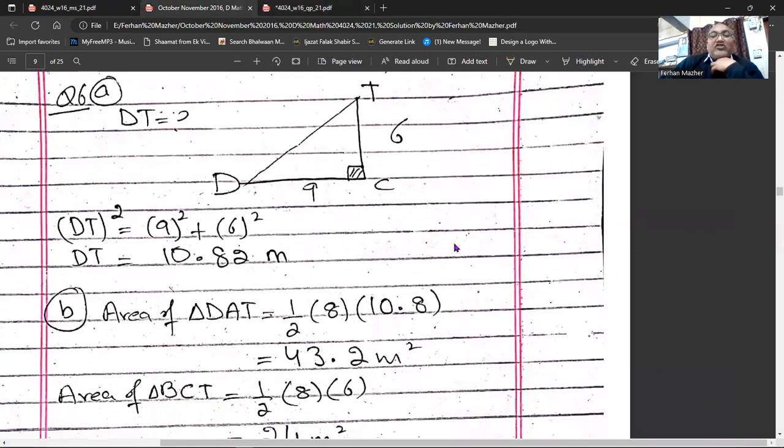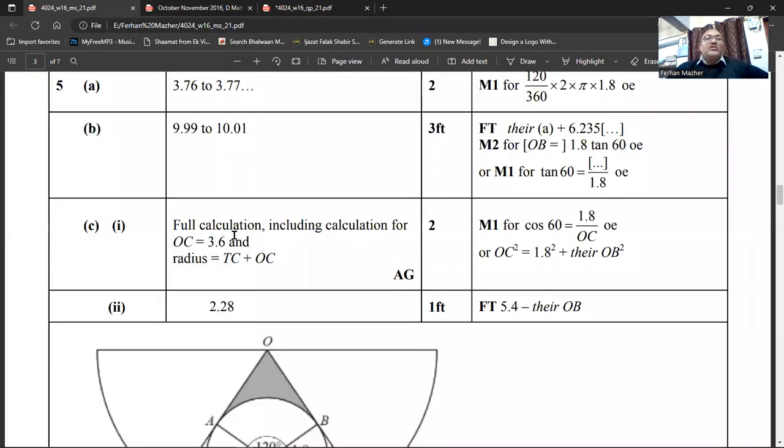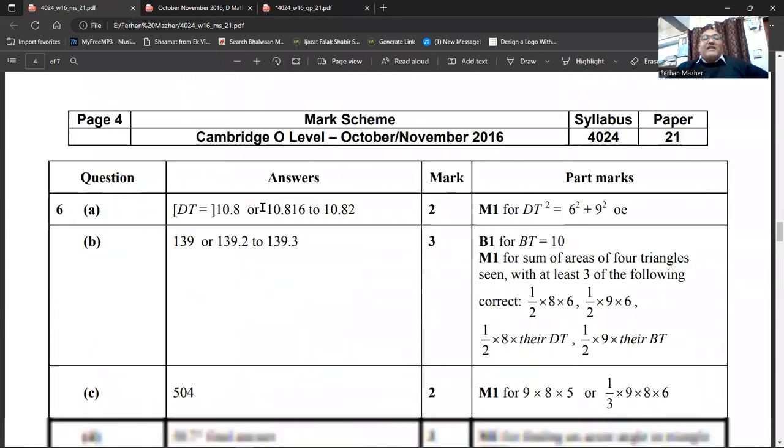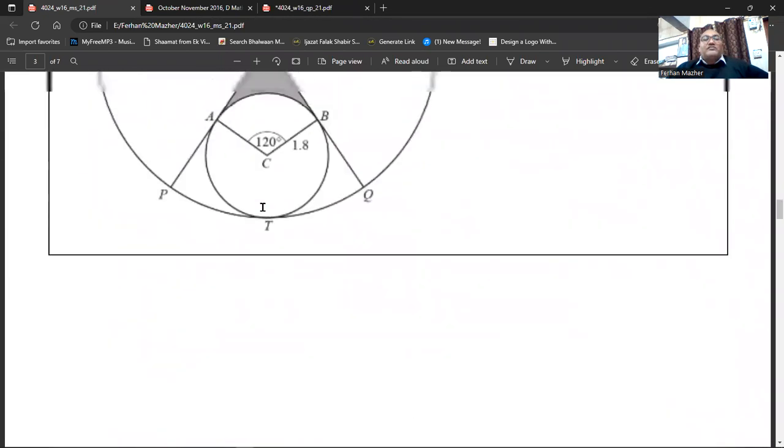Okay, so question number 6, A part, DTC triangle, it's a right angle triangle. I know the perpendicular, I know the base. I want to find out the hypotenuse, which is the DT. So I will apply the Pythagoras theorem, which is DT squared equals 9 squared plus 6 squared. So DT will be equal to 10.82. In your calculator, you will write 9 squared plus 6 squared equals, square root, answer equals. And that will give you 10.82. So let's check. 10.82.